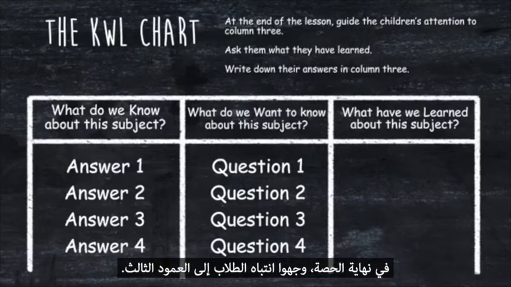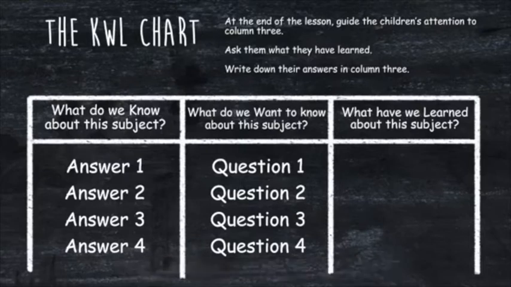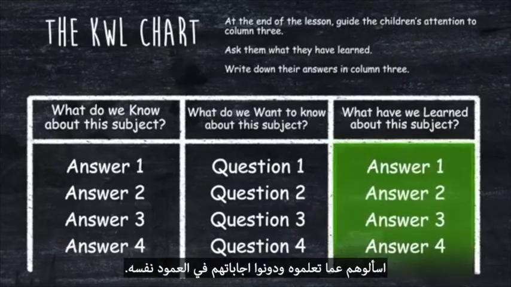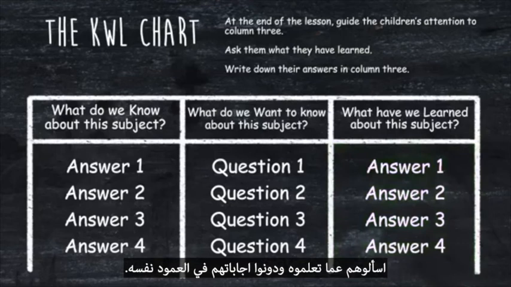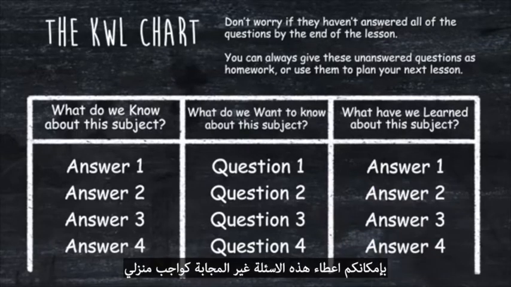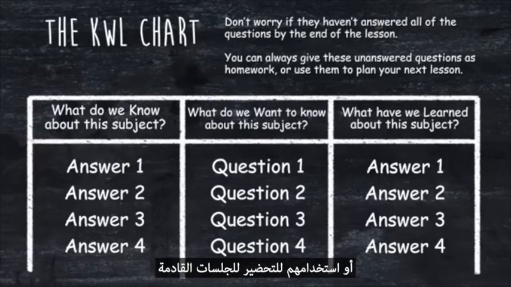At the end of the lesson, guide the children's attention to column 3. Ask them what they have learned. Write down their answers in column 3. Don't worry if they haven't answered all of the questions by the end of the lesson. You can always give these unanswered questions as homework or use them to plan your next lesson.